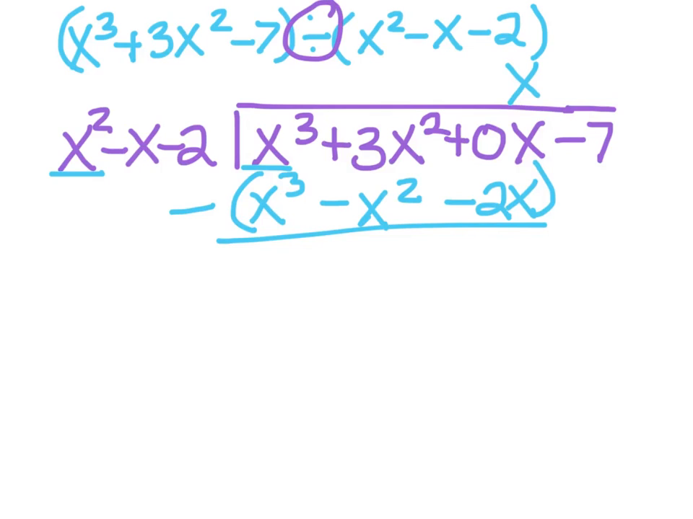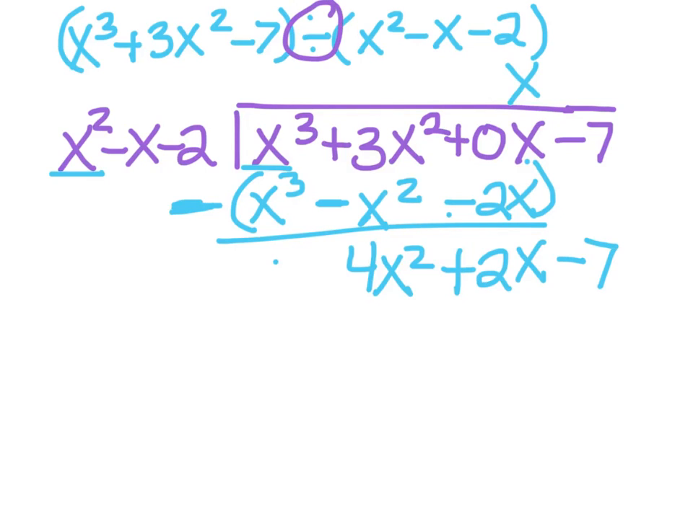So x cubed minus x cubed is nothing. And this is where people are always forgetting to distribute that negative sign. We're doing minus negative x squared. So we're adding x squared. So we have 4x squared. And then I have 0x minus negative 2x. So we're adding 2x. And then we'll bring down the minus 7.